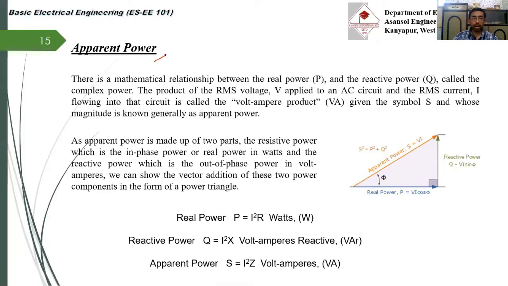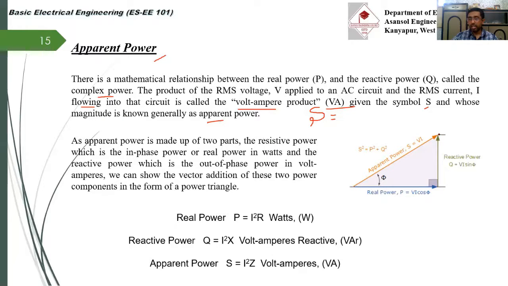Now what is apparent power? This is a mathematical relationship between real power and reactive power called the complex power. The product of the RMS voltage V applied to an AC circuit and the RMS current I flowing into the circuit is called the volt-ampere product, or VA, which is called the apparent power, that is S, whose magnitude is generally known as the apparent power. This S is a complex power. Why is it called complex power?